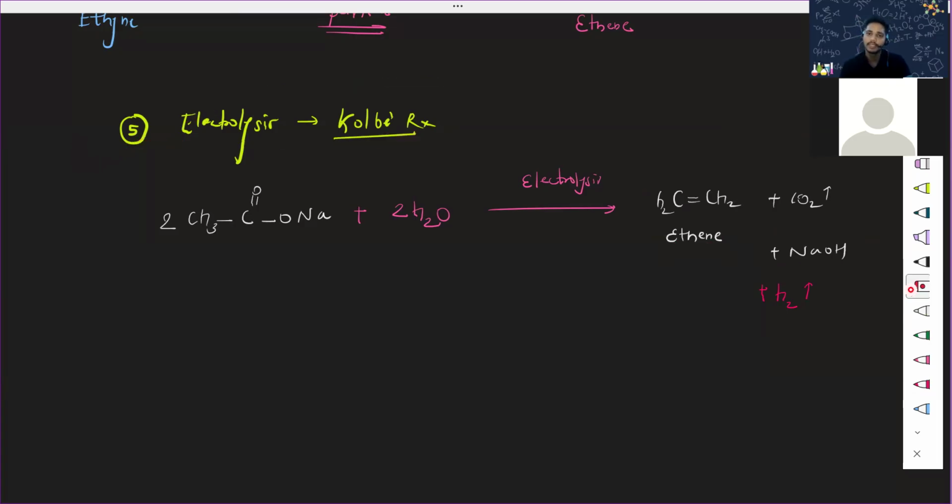So let's count the carbon. 2 carbon, 3 carbon, 2 carbon, 3 carbon. Yes, balanced? Yes. So please write this reaction.